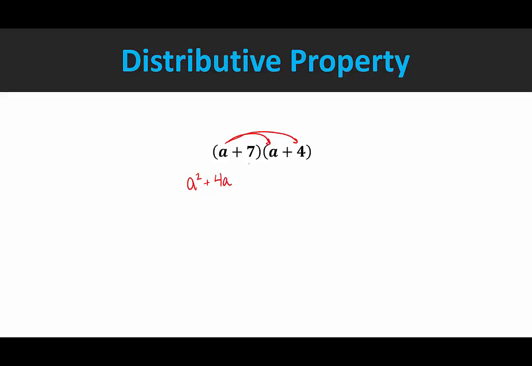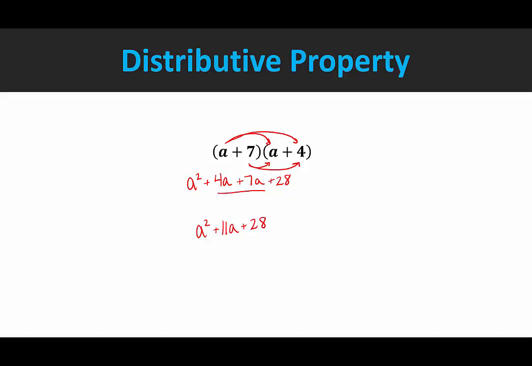We've done the first term, now do the second term. 7 times each term in the second polynomial. 7 times A is 7A, and 7 times 4 is 28. Now you have this polynomial, combine like terms. 4A and 7A: A squared, 4 plus 7 is 11, and then plus 28.